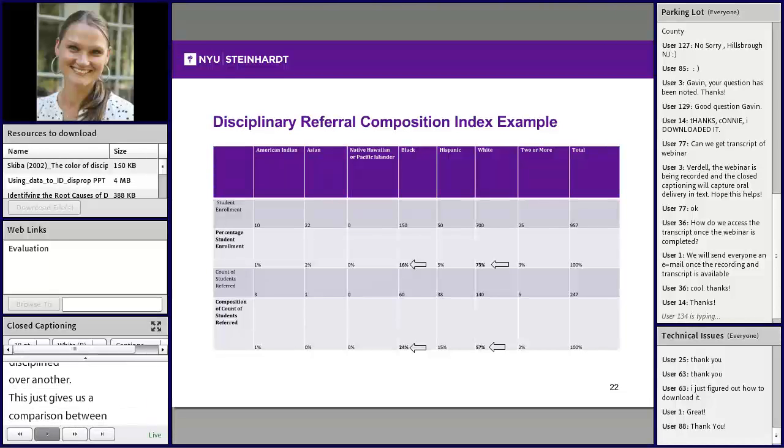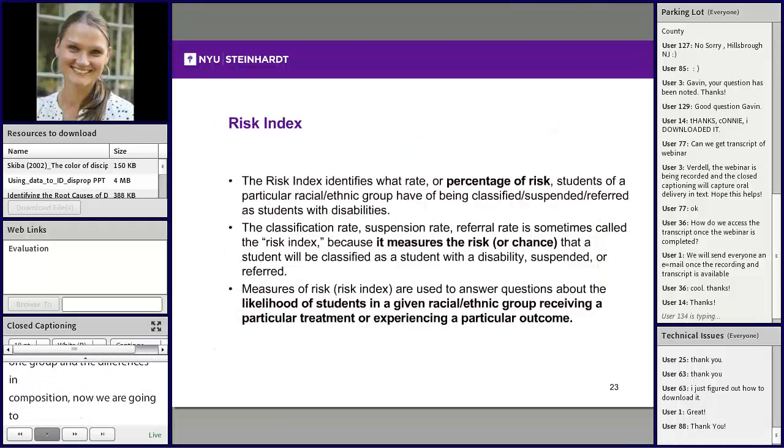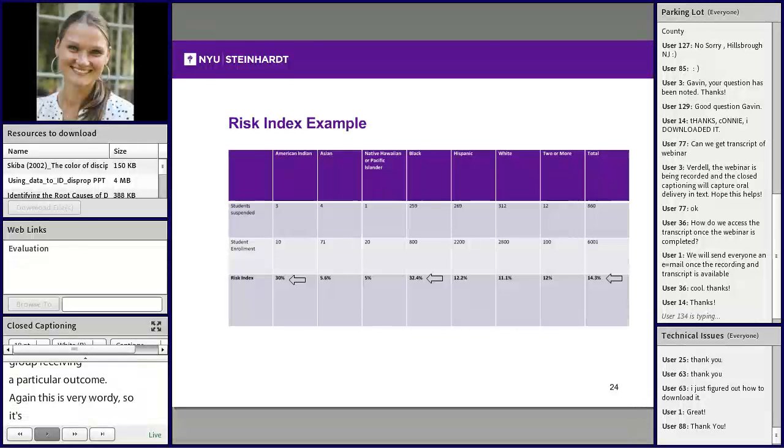Now we're going to move into the risk index, which gives us more detail about the type of disparity. It tells us what percentage risk a particular racial or ethnic group has of being classified, suspended, or referred. And the risk index, like I said earlier, is really a likelihood or a probability of a student in a particular group receiving a particular outcome. Again, this is very wordy, so it's easier to see within an example.